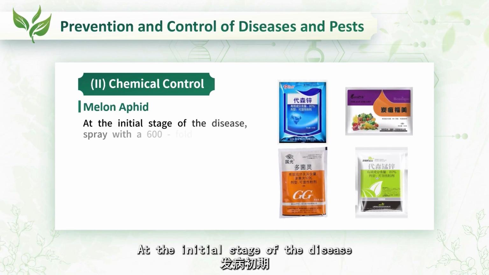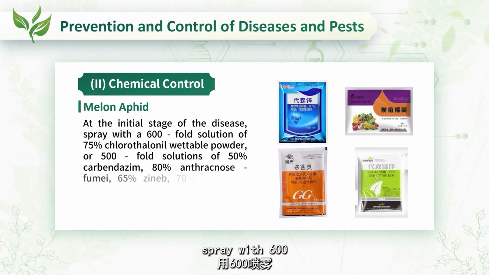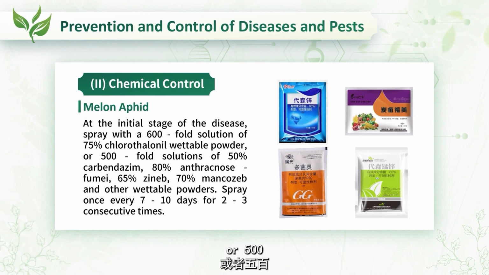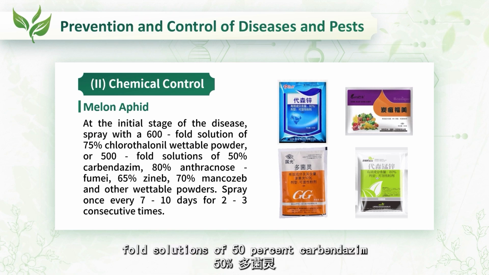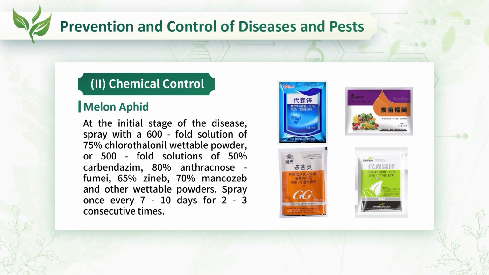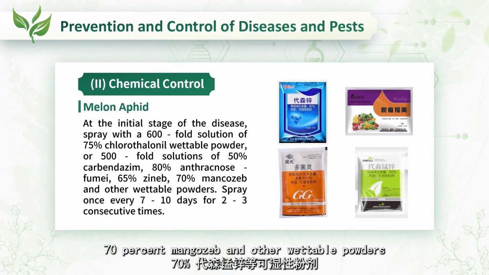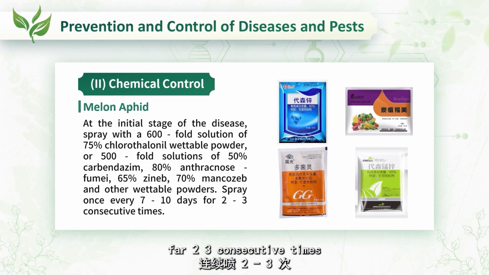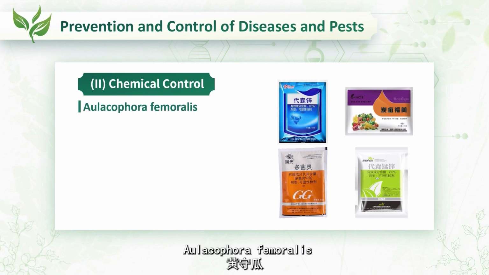At the initial stage of the disease, spray with 600 fold solutions of 75% chlorothalonil wettable powder, or 500 fold solutions of 50% carbendazim, 80% anthracnose, 65% thiram, 70% mancozeb and other wettable powders. Spray once every 7-10 days, for 2-3 consecutive times.